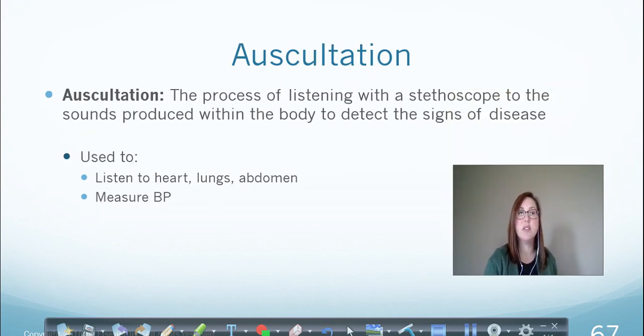Auscultation is when we listen with a stethoscope, again to detect signs of disease. So we listen to the heart, lungs, the belly. We measure blood pressure with that. Going back to percussion, there is a picture of that technique that's described. It's on page 435, figure 20-12.